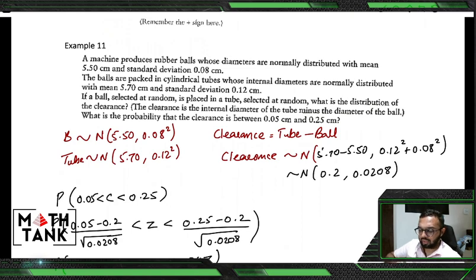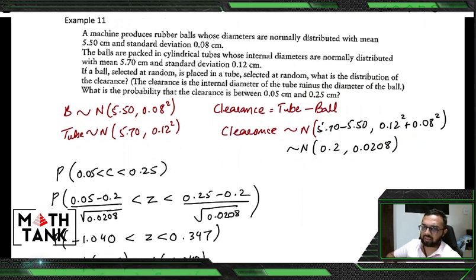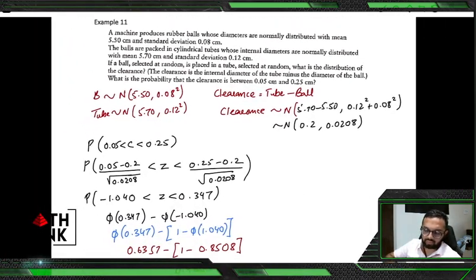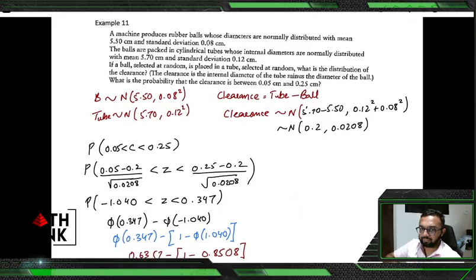So you're going to construct a normal distribution for the clearance and then try to solve the question, whatever the question is asking you. I can stop here and you can try to do the question if you want. Pause it.